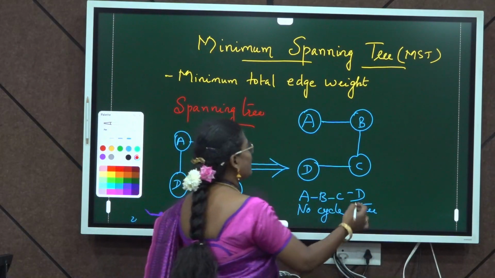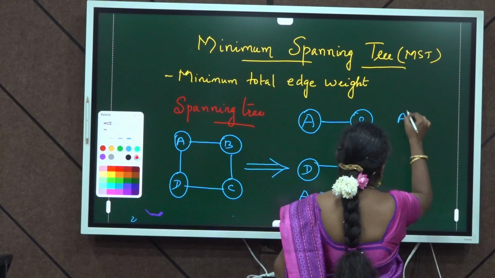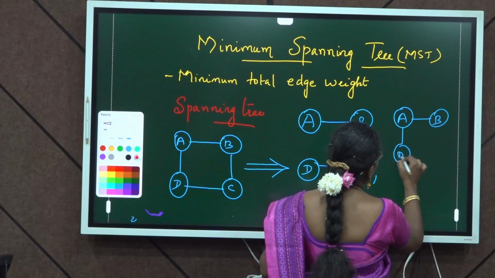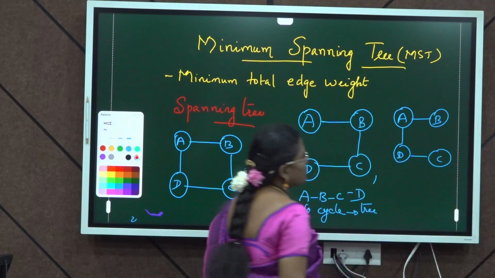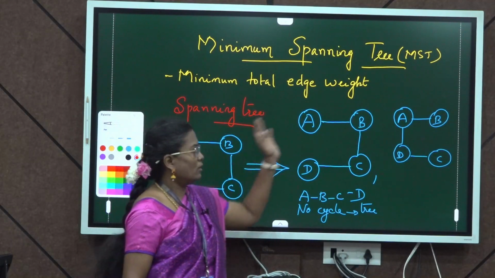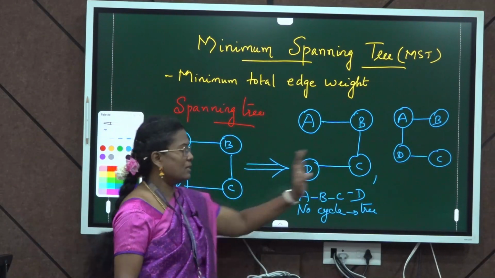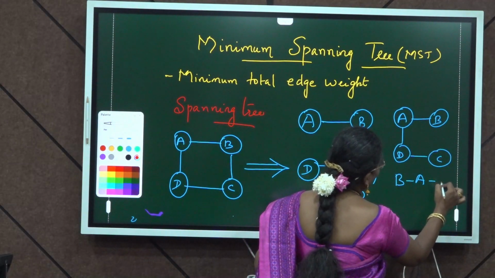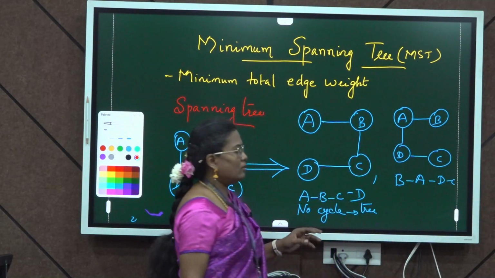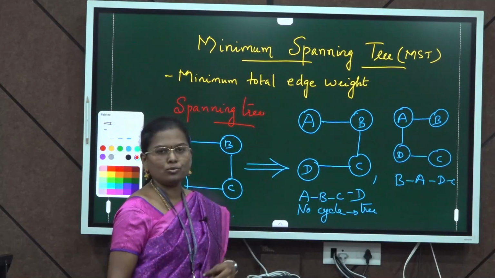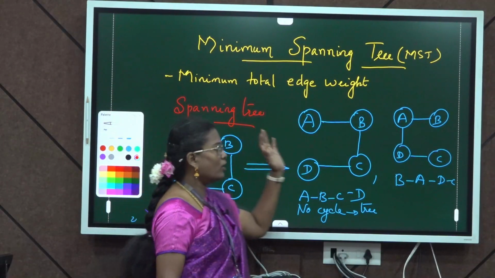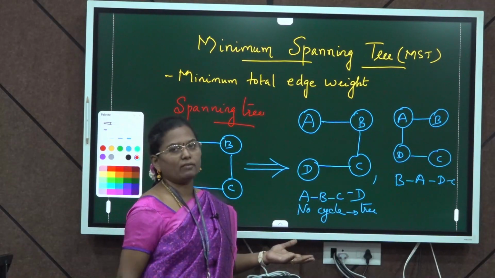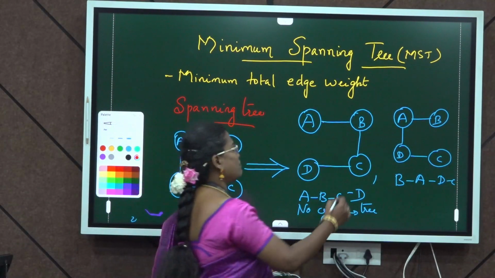The same way, there is one other possibility to do this, like from B to A, then D, then C. This is also one other way to represent this graph as a tree. Here also we do not have any cycle. Here I have followed a path like this, B to A, to D, and then to C. Likewise, I can go on drawing some sort of tree representation which is not having a cycle. This is called a spanning tree.